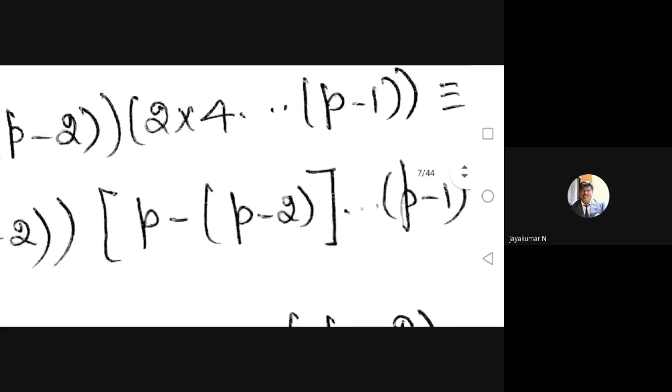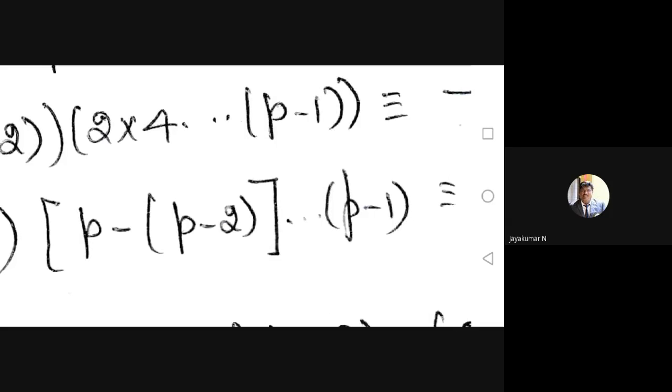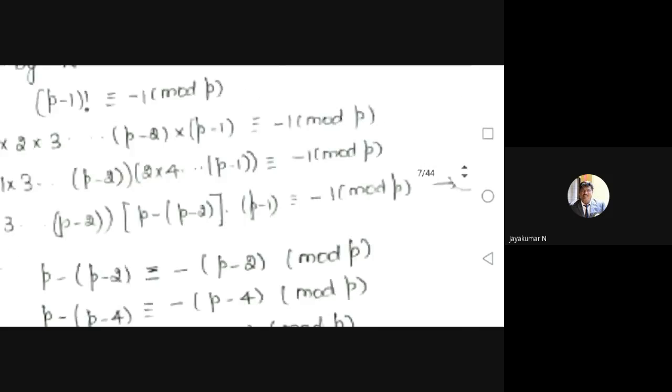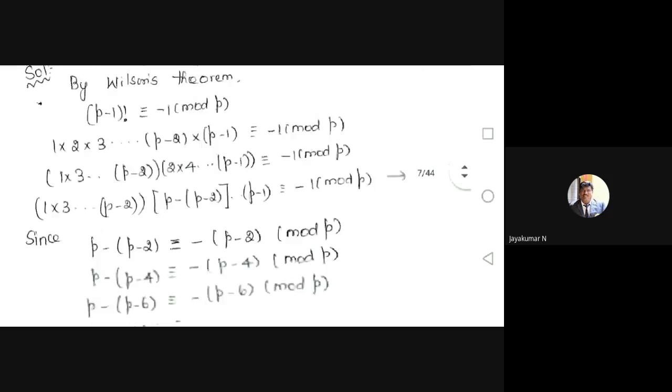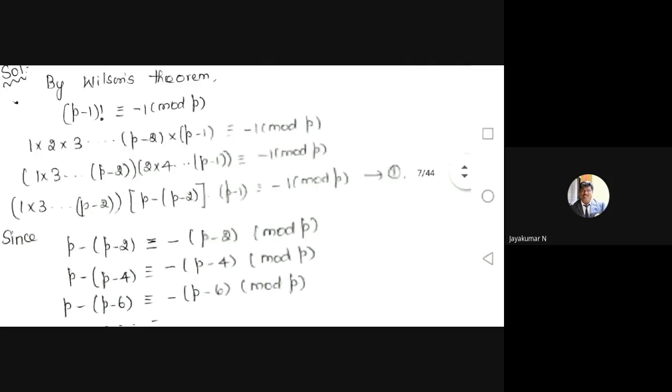So each even integer 2, 4, 6, 8, 10 is added and subtracted by p and rearranged. So 2 can be written as p minus of p minus 2, 4 can be written as p minus of p minus 4, then 6 can be written as p minus of p minus 6, and so on. This is considered equation 1.